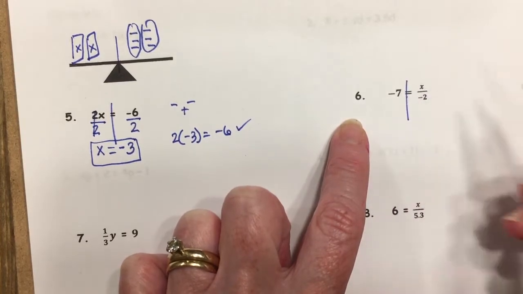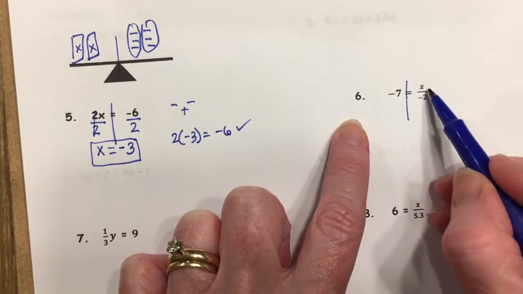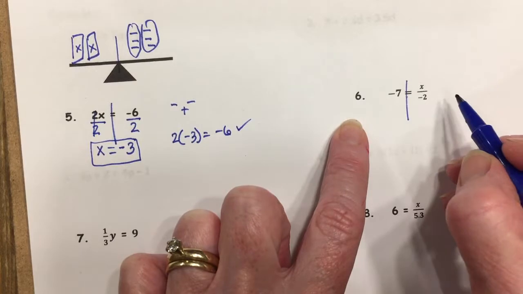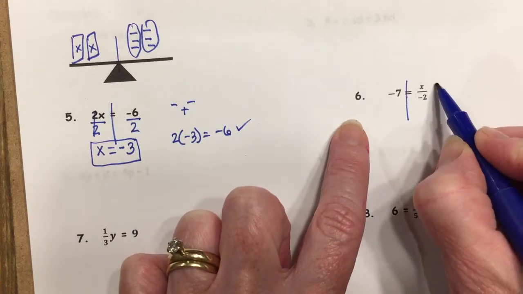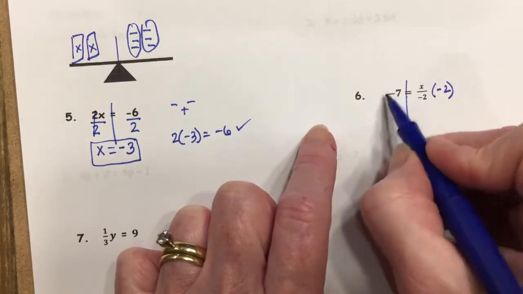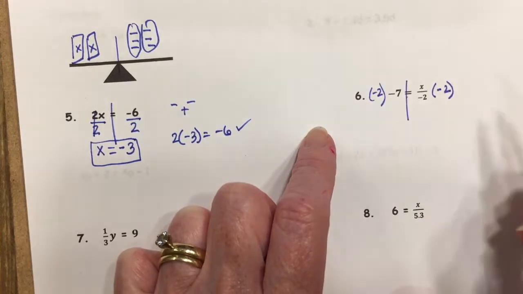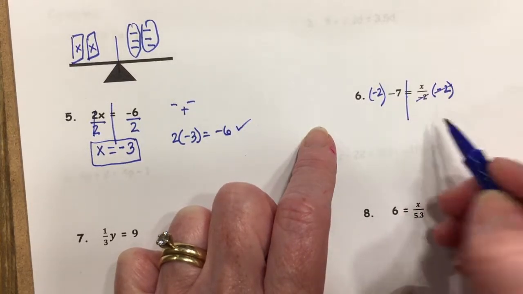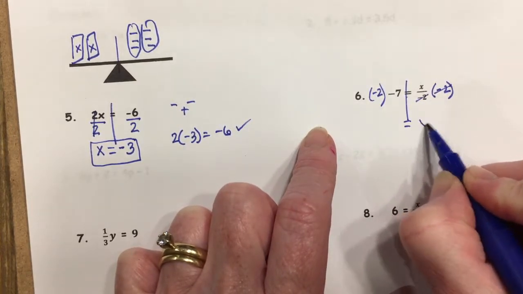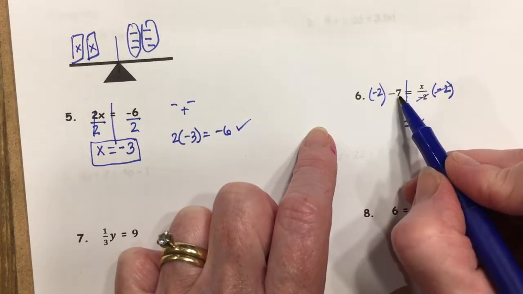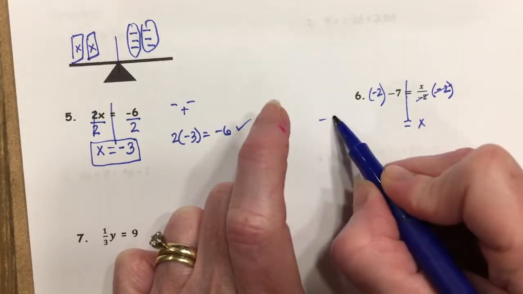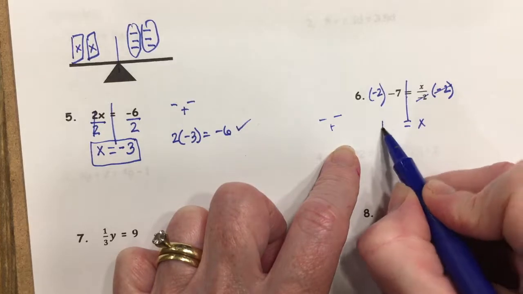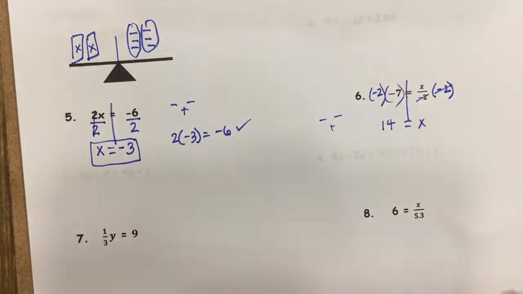This is another way to write division. I need to get the x by itself. Right now it's being divided by -2. So the opposite of dividing by -2 is multiplying by -2. I'm going to do that on both sides of my equation. So dividing and multiplying, those go away. This is just x on this side. And -2 times -7, and negative times a negative is positive, so this would be positive 14. So I'm really multiplying this.